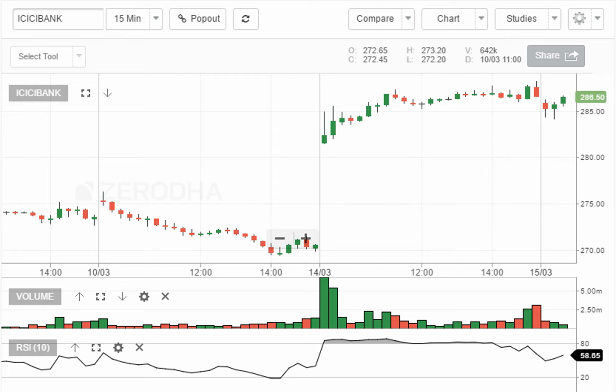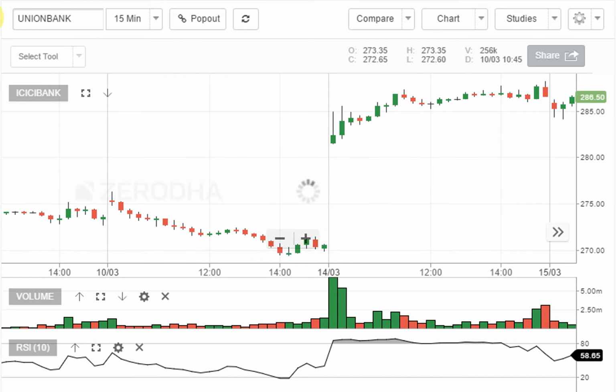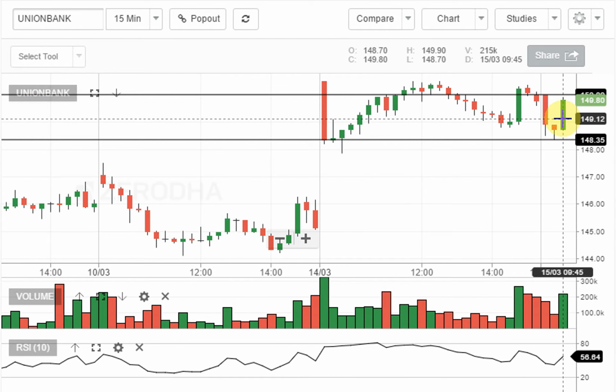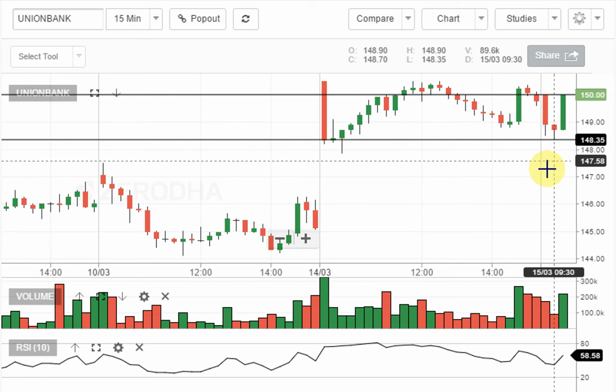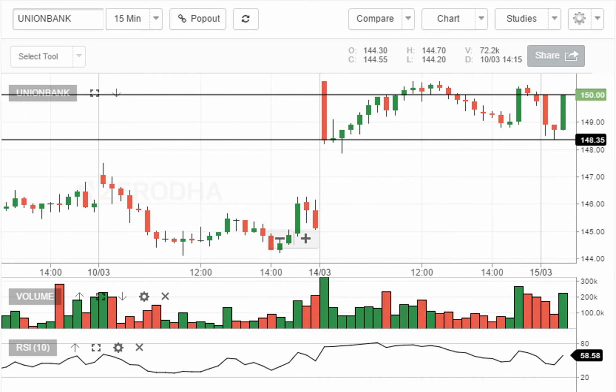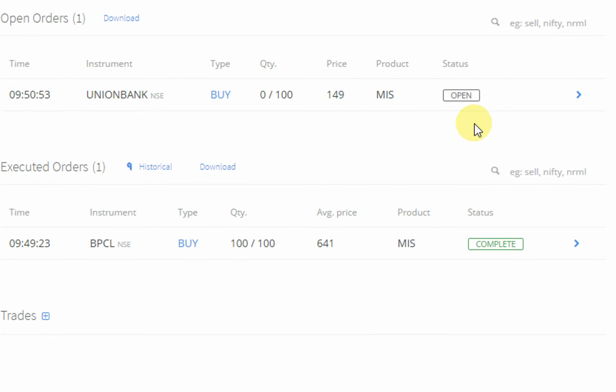But we are having BPCL. BPCL we had bought at 141, and right now it is at 146. Sorry, I'm really sorry, I'm just stuck with Union Bank. We had bought it at 641 and now it is trading at 641.95, 642. So this is the level of this particular stock.